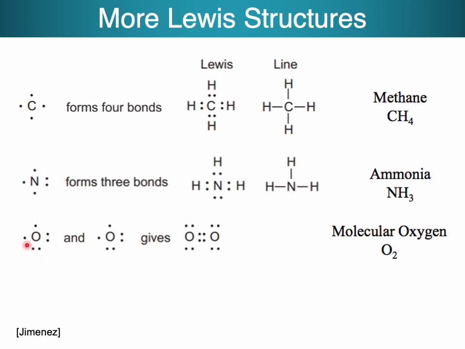Oxygen is another interesting case. Oxygen, again, has 6 valence electrons. So when oxygen atoms form bonds with each other, they are essentially sharing 2 electrons with each other, forming 2 bonds here. We call it a double bond, okay? And then you can see there are two lone pairs on each of the oxygen atoms. So this is molecular dioxygen.